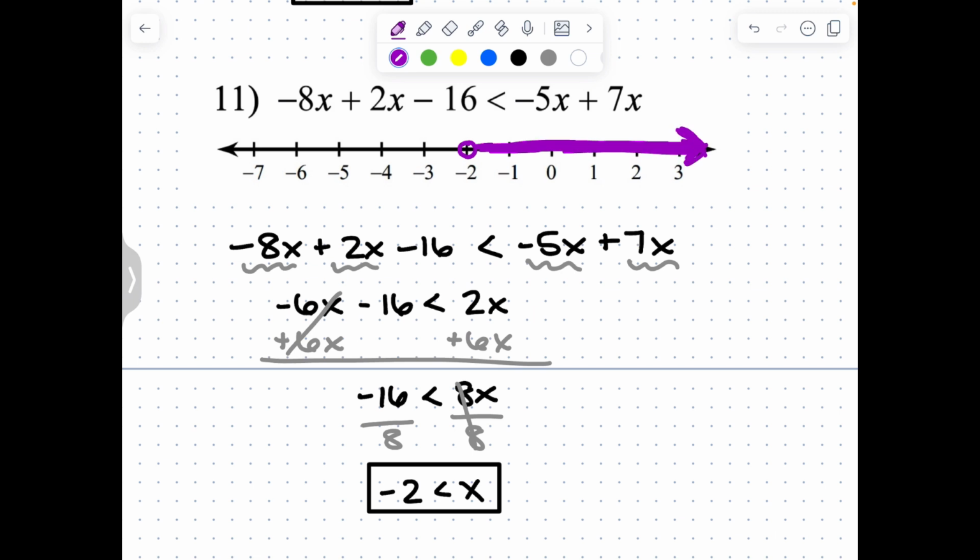And really, that's all there is to multi-step inequalities. The hard part really is doing the multi-step solving. Then you just remember, watch out for dividing by those negatives or multiplying by those negatives. And you just have to remember to put it on the graph once you have your solution set.